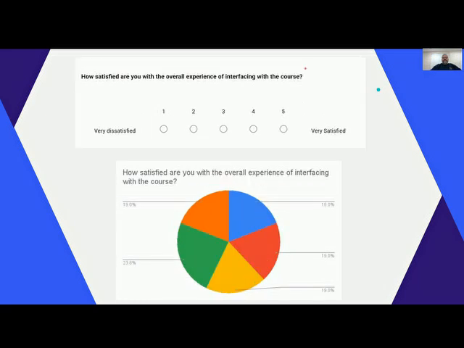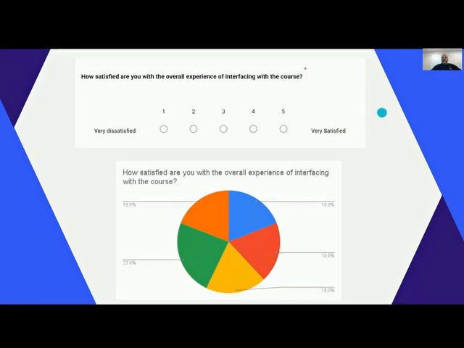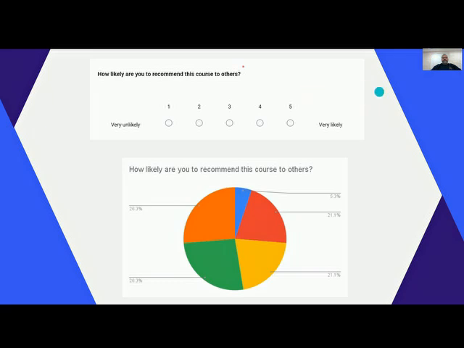How satisfied were you with the overall experience of interfacing with the course was my next question. As you can see, 81% of my respondents gave me 4s and 5s for how satisfied they were with interfacing with the course. The next question is, how likely are you to recommend this course to others? 95% of my respondents gave me 4s and 5s, saying that they would recommend this course to someone else.